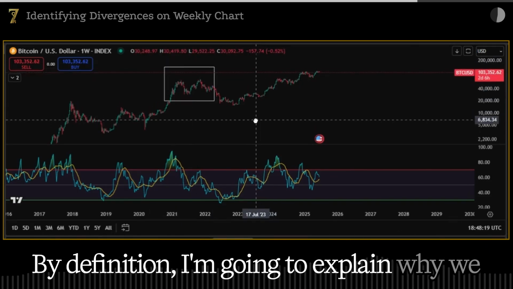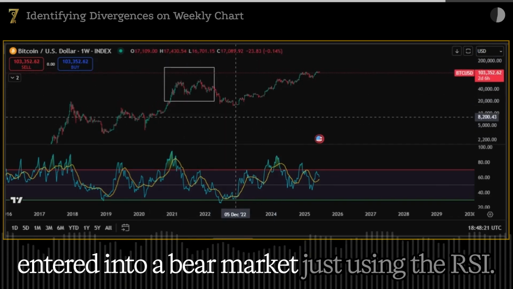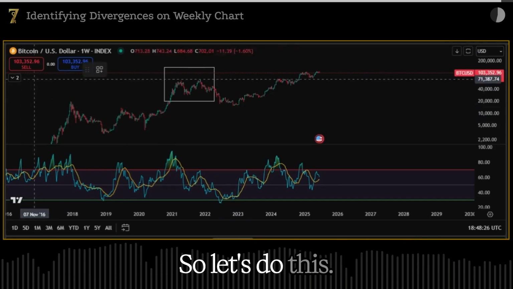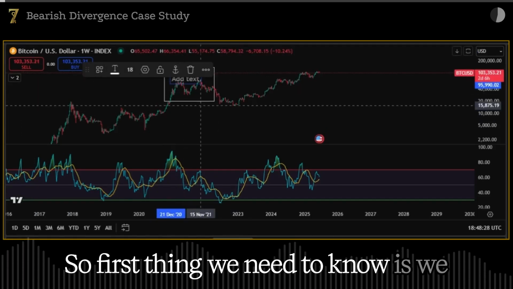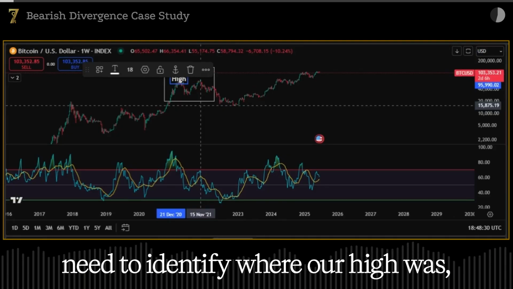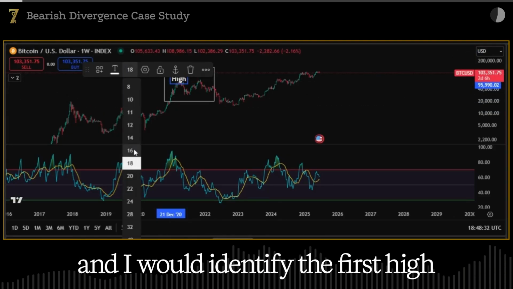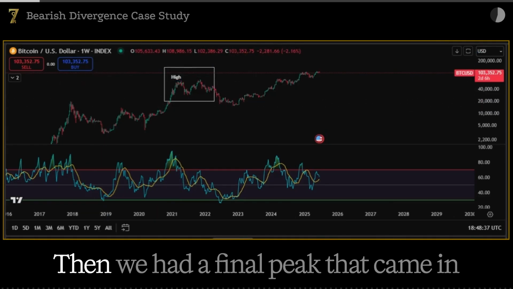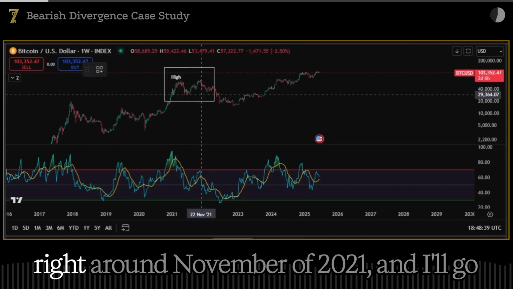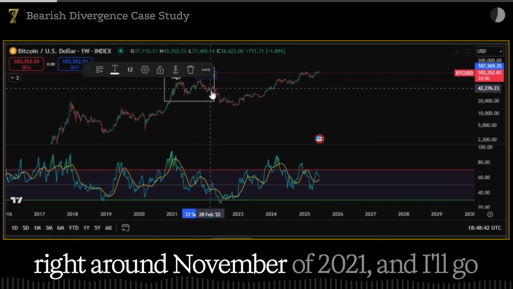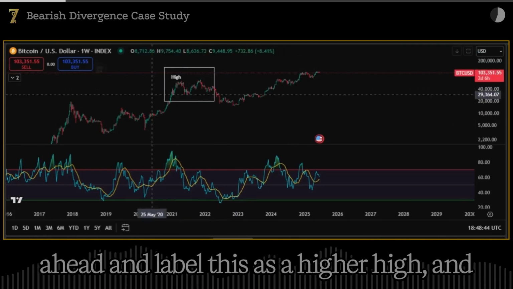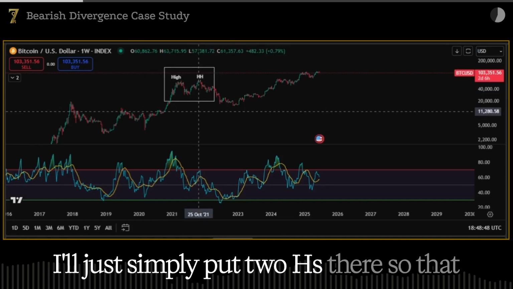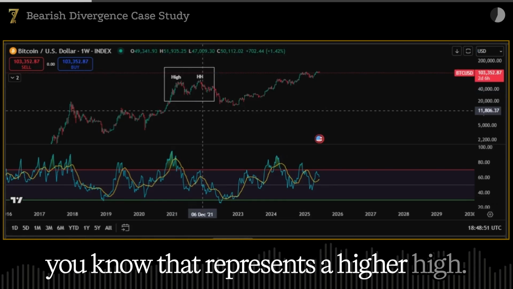I'm going to explain why we entered into a bear market just using the RSI. Are you ready for it? So let's do this. So first thing we need to know is we need to identify where our high was. And I would identify the first high being right back here in March of 2021. Then we had a final peak that came in right around November of 2021. And I'll go ahead and label this as a higher high. And I'll just simply put 2 H's there so that you know that represents a higher high.